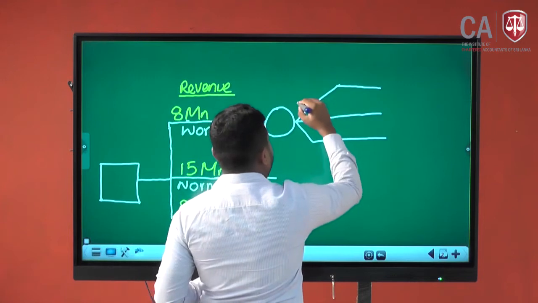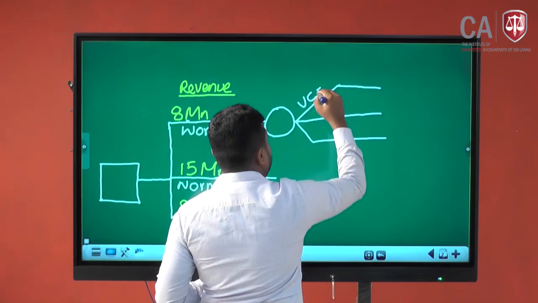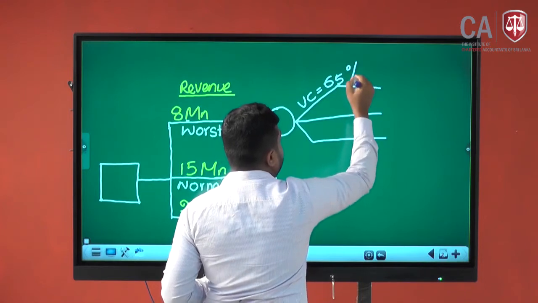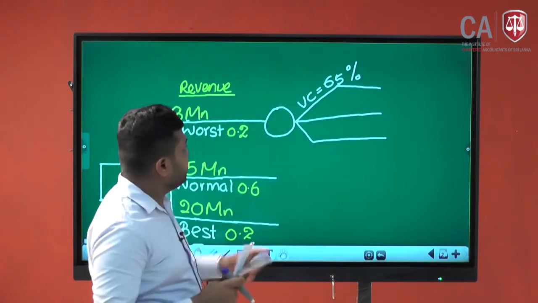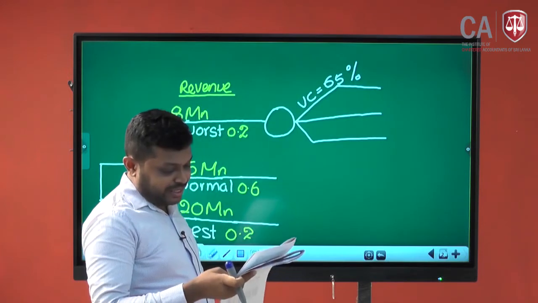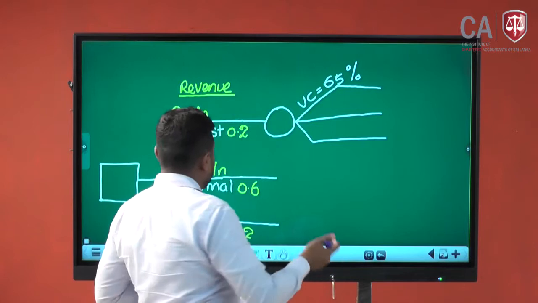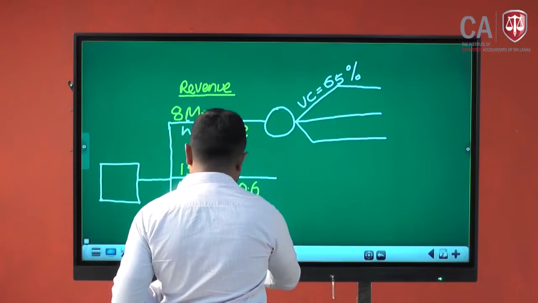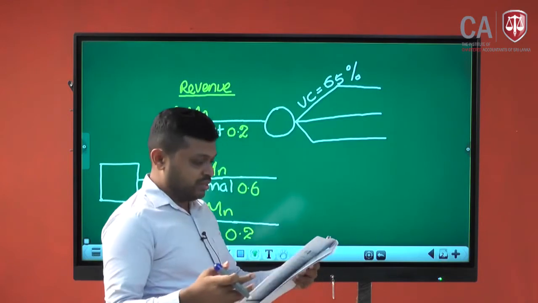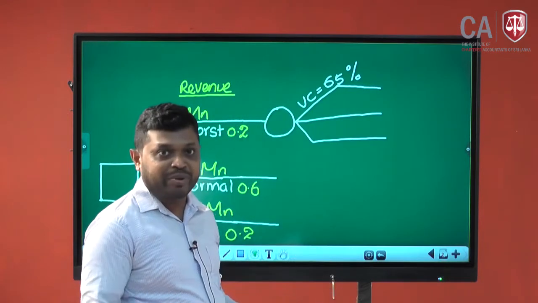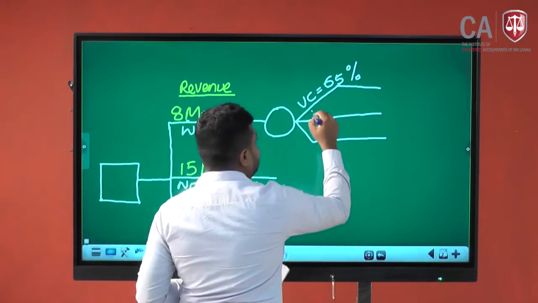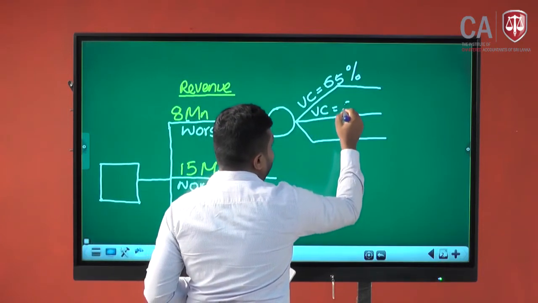Here it will be variable cost equal to 65% of the revenue. Variable cost can be 65% of the revenue. There is a probability of 30%. Probability will be 30%, right. Other option, variable cost will be normal, no impact. No impact means variable cost stays at the 60% current level. Variable cost equal to 60% of the revenue, right.